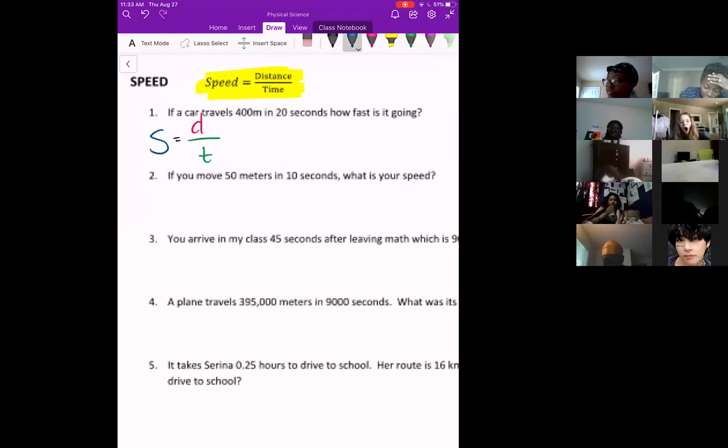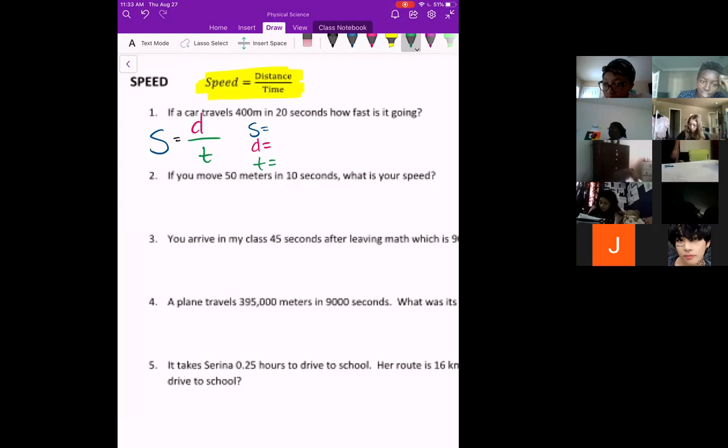And then I said fill out my variables. So S is equal to, D is equal to, T is equal to, okay? With this one it's not that hard, but when we start solving for distance or time, I just want us to have the right mindset on how to do it. So do we know what S is? Technically, not, after we solved. No, okay. T is 20. All right, so what is the distance? Which one of these is distance?